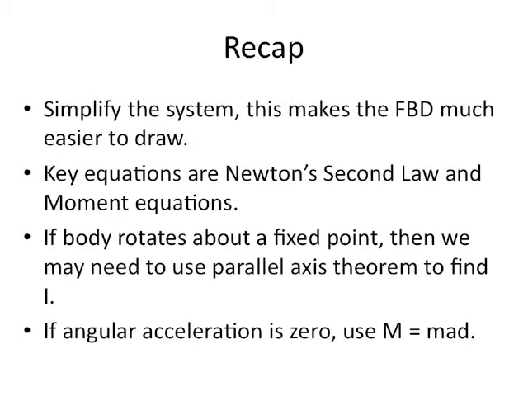If the body is rotating about a point P, the equation simply becomes Mp equals Ip alpha. If the body is rotating about a fixed point, we need to use the parallel axis theorem to find the moment of inertia around that fixed point. This is something we learned in first year. Also, if the body has no angular acceleration, we can simply use M equals mad, where d is the distance from the point of rotation to the center of mass of the body.